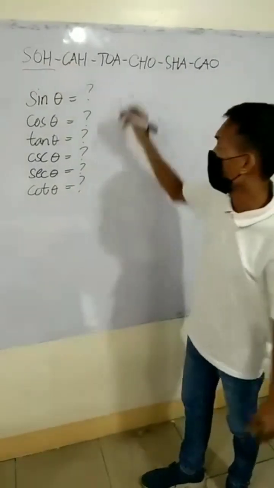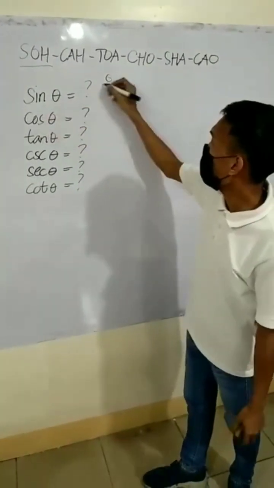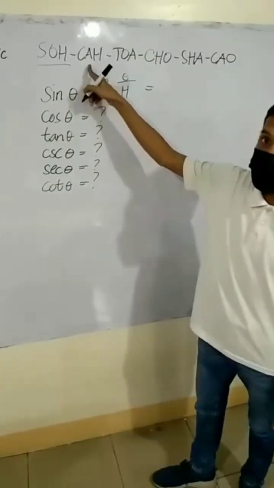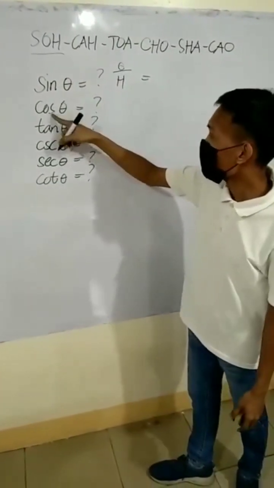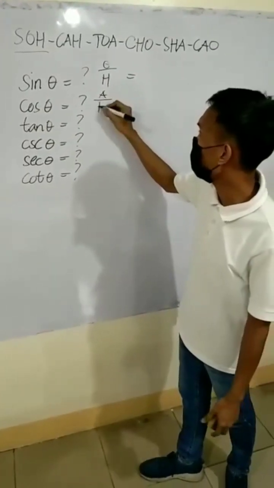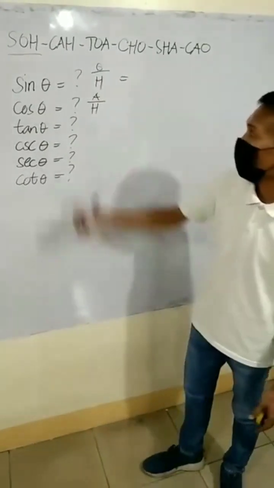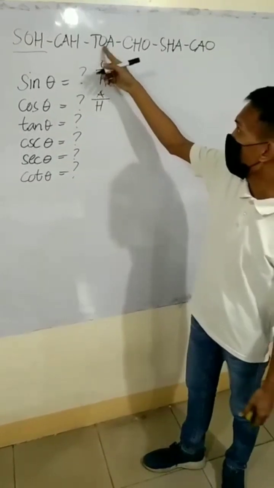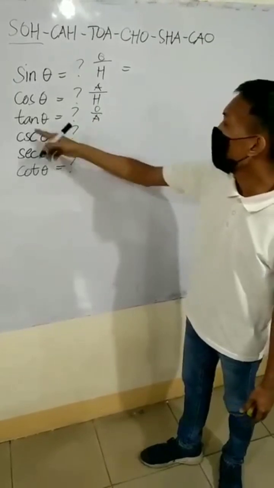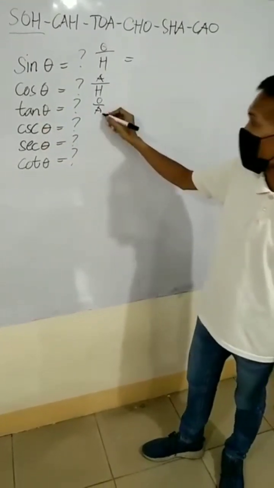SOH stands for sine theta equals opposite over hypotenuse. CAH stands for cosine theta equals adjacent over hypotenuse. And then we have TOA, that stands for tan theta equals opposite over adjacent.